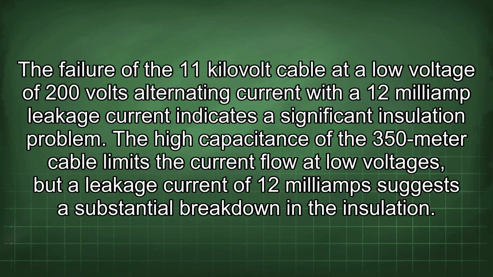The failure of the 11 kV cable at a low voltage of 200 volts alternating current with a 12 mA leakage current indicates a significant insulation problem. The high capacitance of the 350-meter cable limits the current flow at low voltages, but a leakage current of 12 mA suggests a substantial breakdown in the insulation.